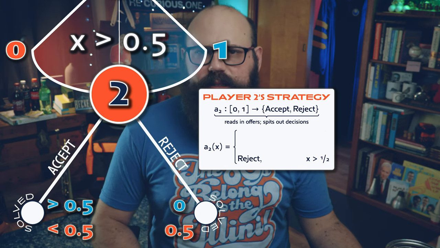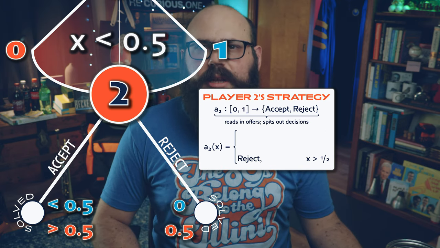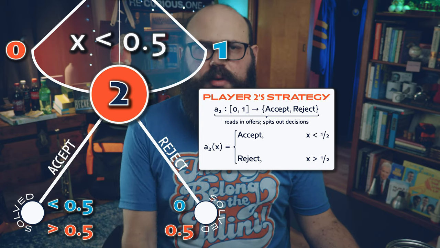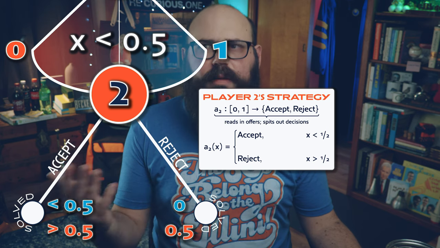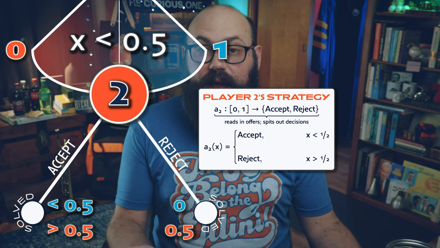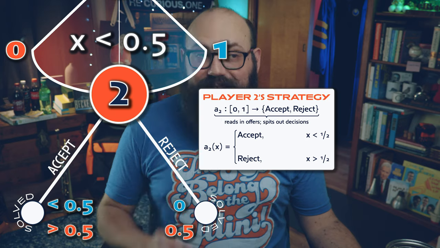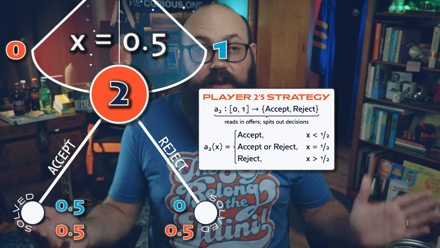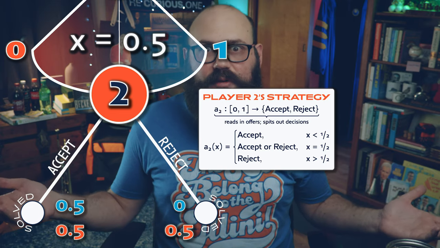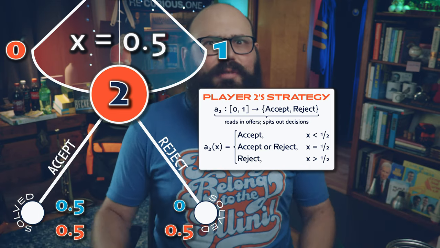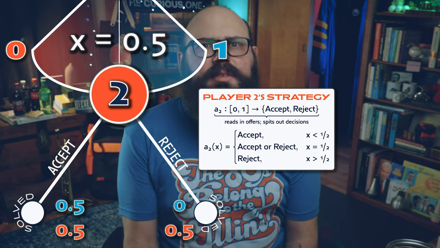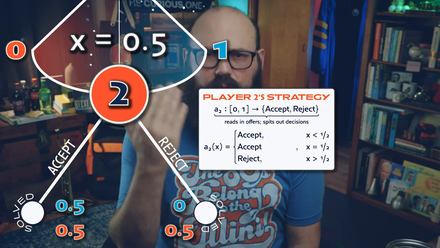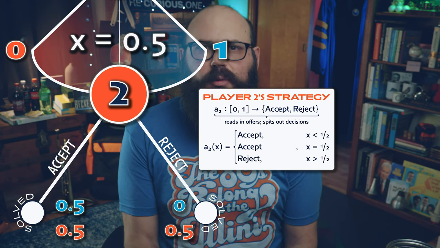If x is strictly less than 1/2, then 1 minus x is strictly greater than 1/2, and so there's no ambiguity. Player two would accept those offers. So if x is strictly less than 1/2, they accept. If x is strictly greater than 1/2, they reject. And if x is exactly equal to 1/2, that means that 1 minus x is exactly equal to 1/2, which means that player 2 is exactly indifferent between accepting and rejecting. We will have to consider both of those contingencies, and for the reasons I've just discussed, we will assume that player 2 accepts when indifferent. They accept at x equals 1/2.